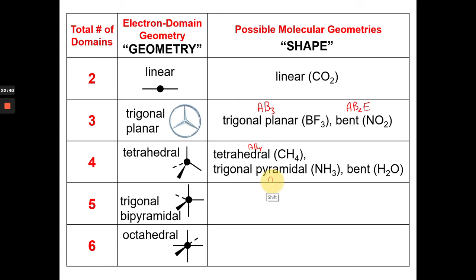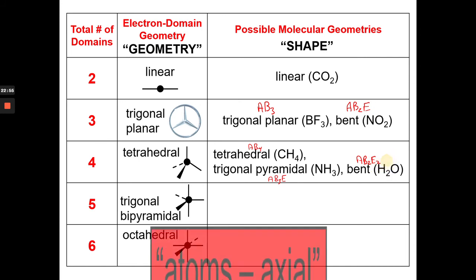If, though, you have an AB3E, it will be trigonal pyramidal. And if you have an AB2E2, it's going to be bent. So it starts to get more complicated.